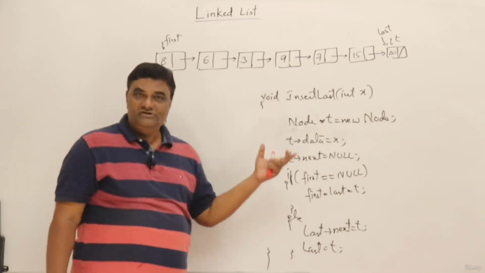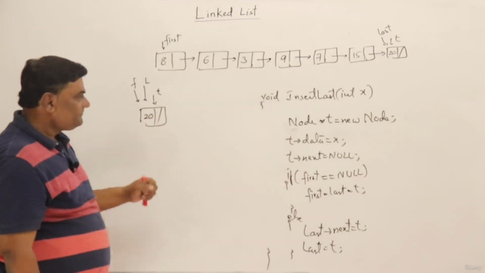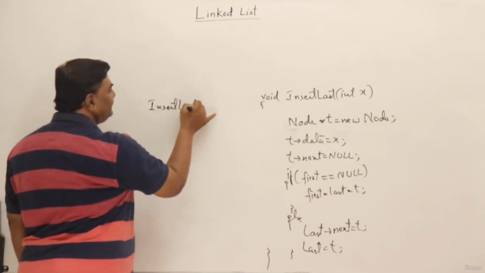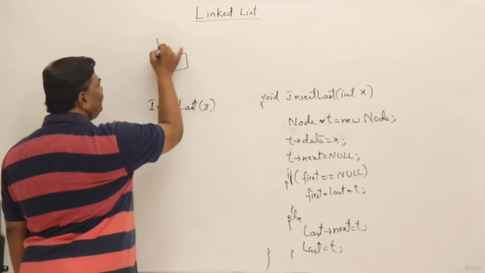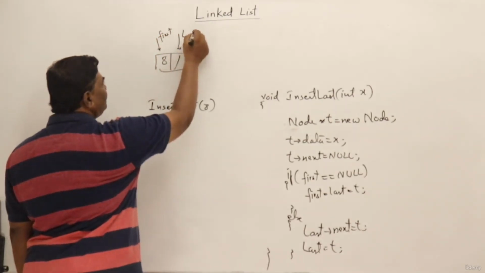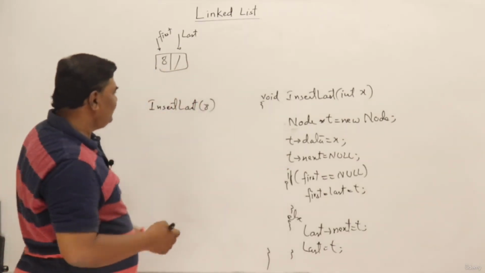I will write a few function calls for creating this linked list. I'll just write the calls here. So first call, I will say insert last 8. So this is the first node 8. So both first and last will be pointing here. This is the first one. No doubt t is helping here, but I am not showing t here in the picture.